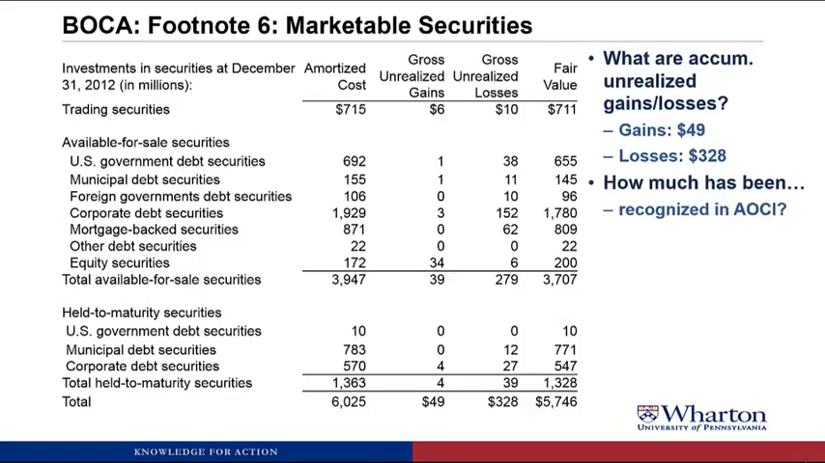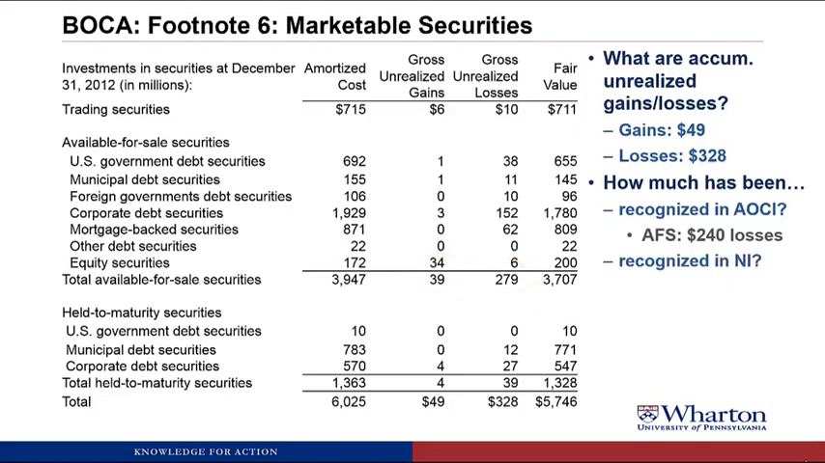Now let's talk about where these unrealized gains or losses have been recognized in the financial statements. The ones that have gone into AOCI are from the available for sale securities. What we put in AOCI is a net unrealized loss of 249. So that's the 279 of unrealized losses minus the 39 of unrealized gains leads to a net unrealized loss in AOCI from the available for sale securities of 240.